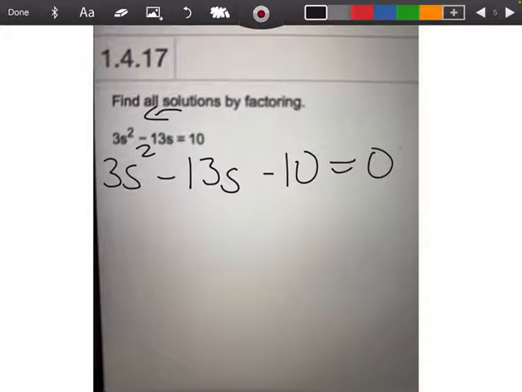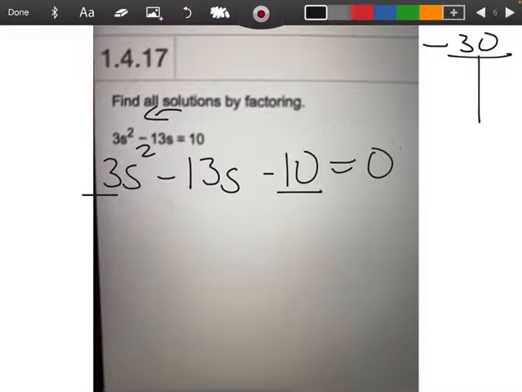When I'm trying to solve a problem like this by factoring, the first thing I notice is that the number in front of my s squared is not a 1, it's a 3. So I'm going to use the method of grouping. I'm going to take the first number, take the last number, and multiply them together. So 3 times negative 10 gives me a negative 30.